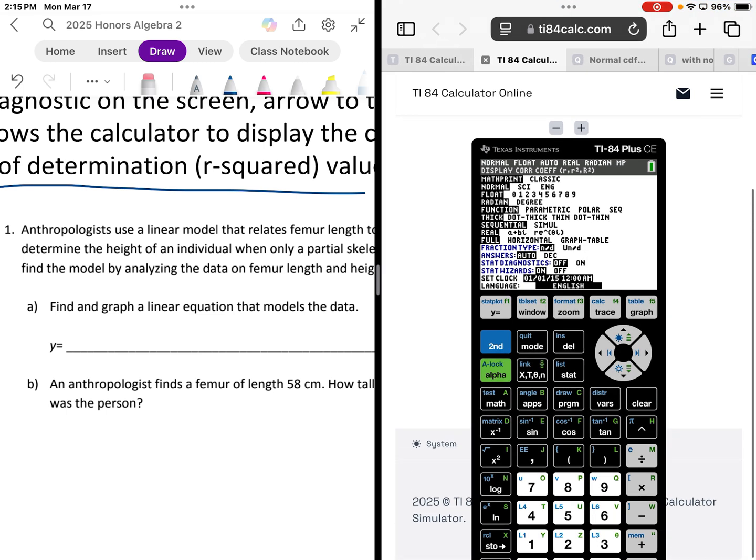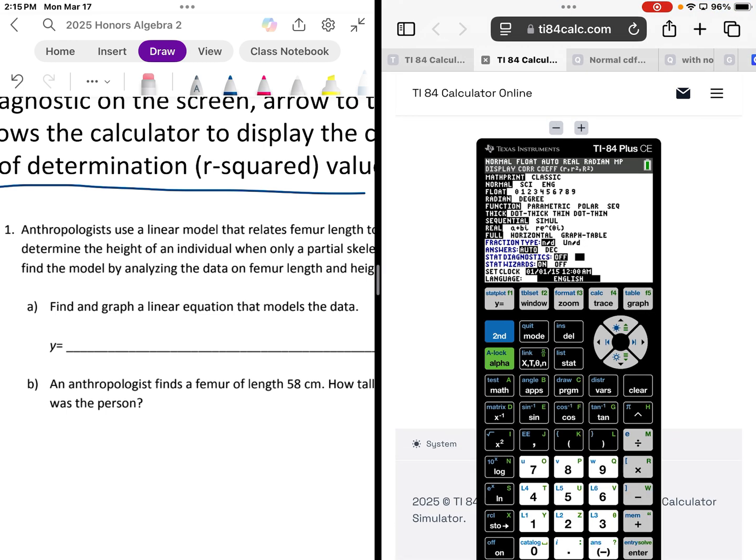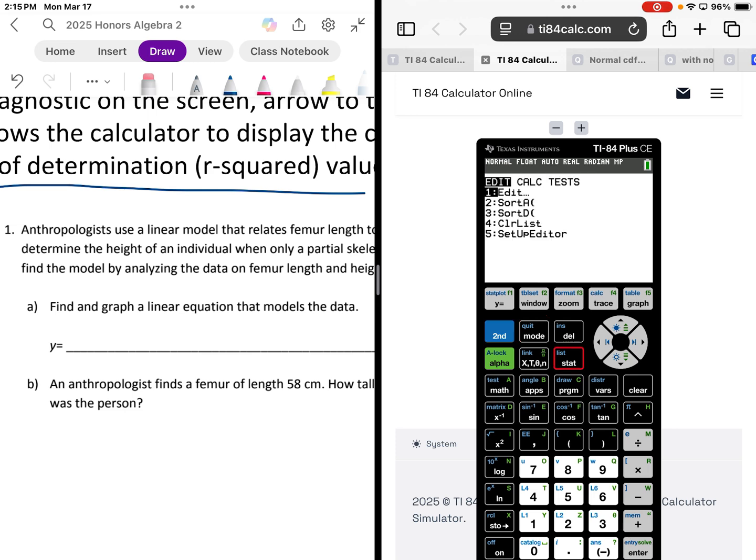Oh, come on. There you go. Enter. That's on now. There we go. So now we're going to go into stat, go into edit. Now, this is where we got to be careful.